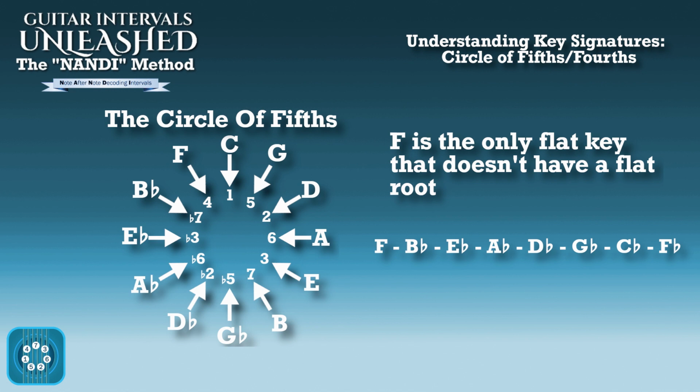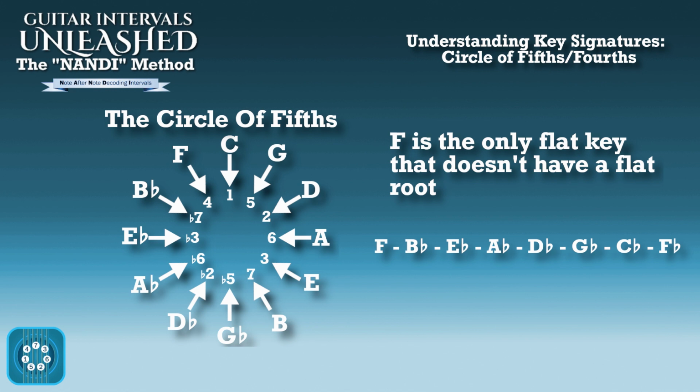So if we know that F has one flat, which is B flat, then we know that B flat has two flats, E flat has three flats, A flat has four flats, D flat has five flats, G flat has six flats, and C flat has seven flats. F flat would technically have six flats and a double flat, but that's a more advanced topic. So really consider it from F to C flat as all of your flat key signatures.